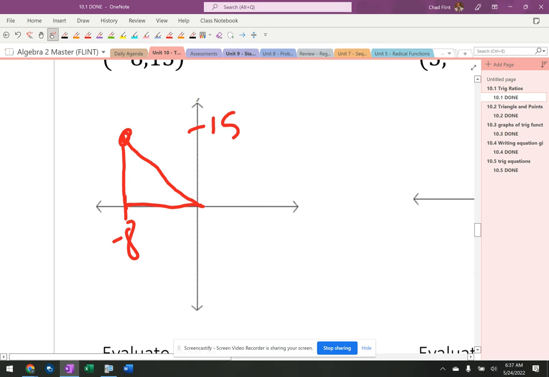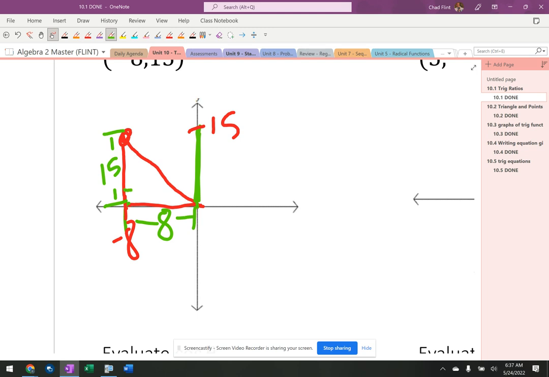So now what's going on here? Well, we know how long these sides are. From here to here is 15. How do I know that? Because it's 15 right there. And then this one is 8. Now it's not -8, it's 8 because I'm talking about how long it is. So this is 8.